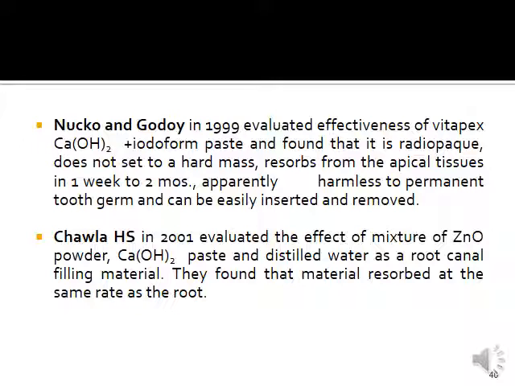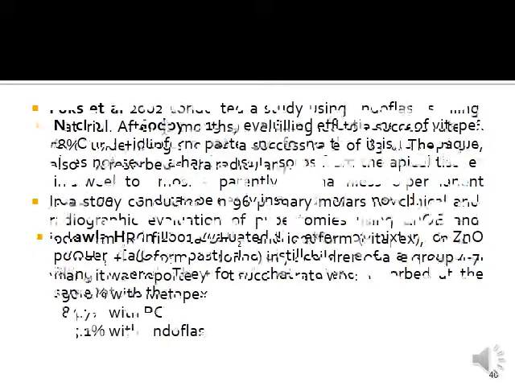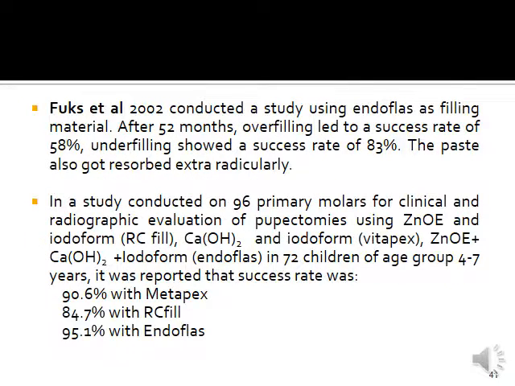Chawla in 2001 evaluated the effect of a mixture of zinc oxide powder, calcium hydroxide paste and distilled water as a root canal filling material. They found the material resolved at the same rate as the root. In a study using Endoflas as a filling material after 52 months, overfilling led to a success rate of 58%, underfilling showed a success rate of 83%. The paste also gets resolved extraradicularly.